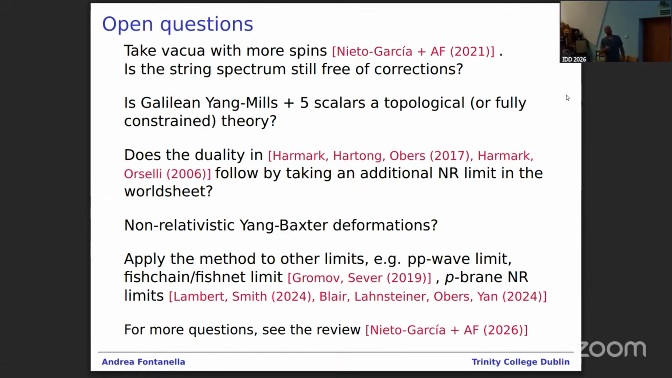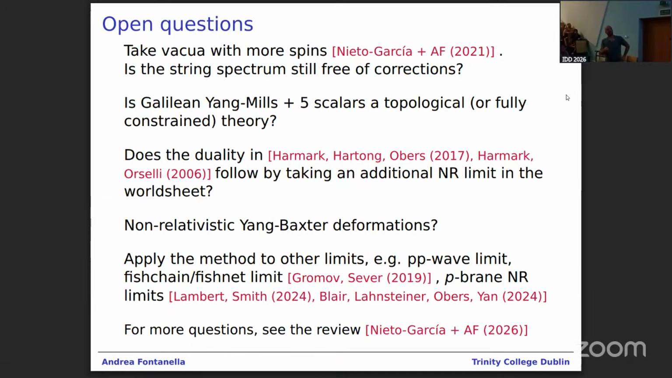Another question you can ask is what about the non-relativistic Yang-Baxter deformations? So that's still open. There are some computations where the eta-deformed one seems to drop out the parameter when you take the limit. But maybe you can look at other types of deformation, and in those cases it's not so trivial as for the eta deformation. Then you can also wonder if you can apply other types of methods, other types of limits to this method, like the pp-wave limit, the fishchain fishnet limit proposed by those people. Would be nice to see if those are consistent with all those 5 sets of axioms.